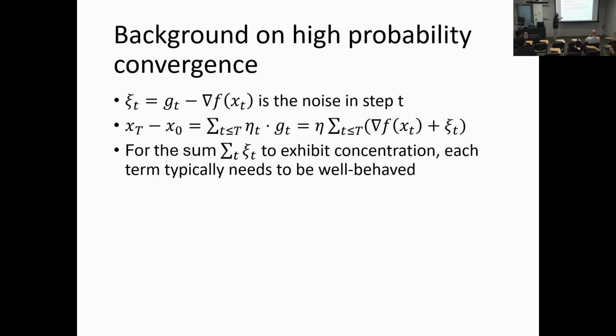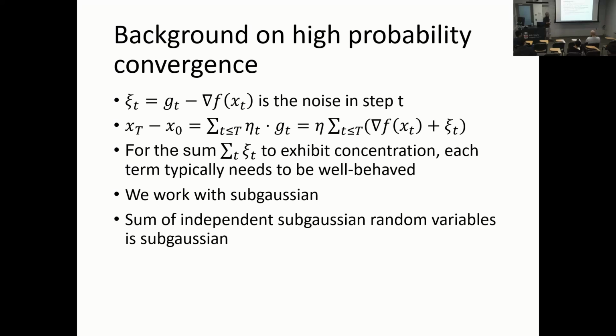Right, and you need them to be well-behaved. Each of the terms has to be well-behaved for the sum to be concentrated. And what we assume is that the noise will be sub-Gaussian, which I said before. One important property of being sub-Gaussian is that if you sum up things that are sub-Gaussian, you get back a sub-Gaussian thing. It's a generalization of the fact that if you have a lot of Gaussian random variables and you add them together, you get a Gaussian random variable. So it's also true for sub-Gaussian.